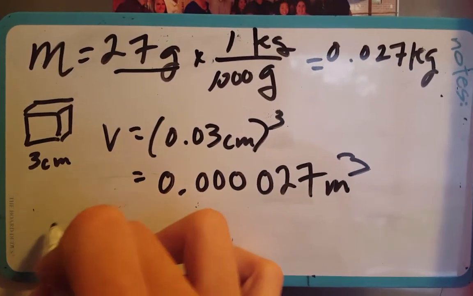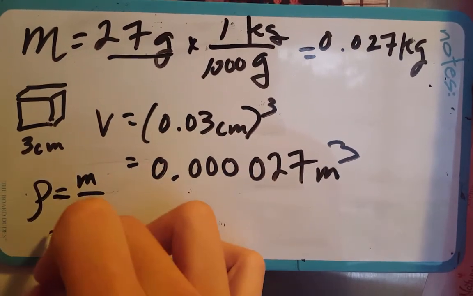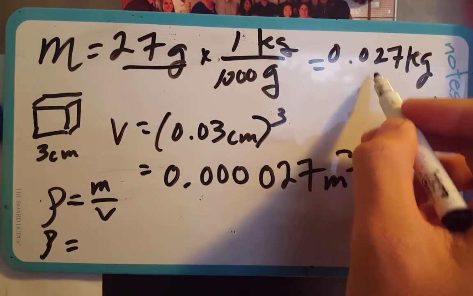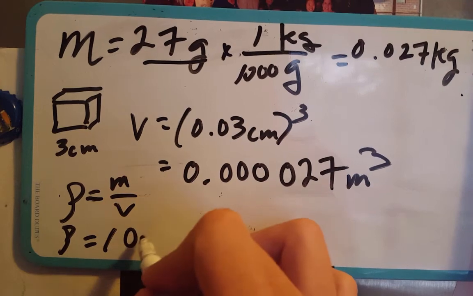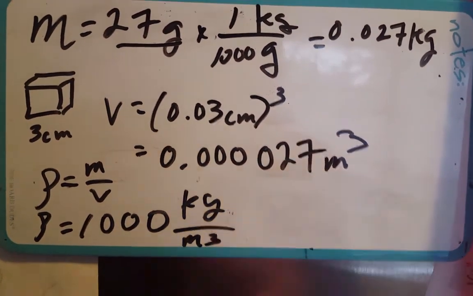All right, now that we have all of the values for the variables that we need for the equation, I'm going to put it into my equation. Rho is equal to mass over volume. If you plug that in, we get mass of 0.027 and volume, this ginormous number. And what we get is a density of 1,000 kilograms per meter cubed.